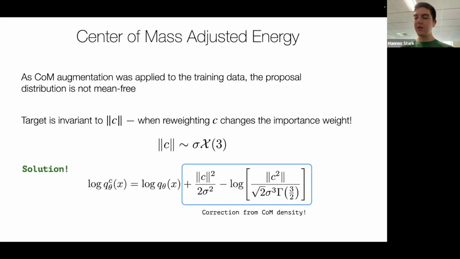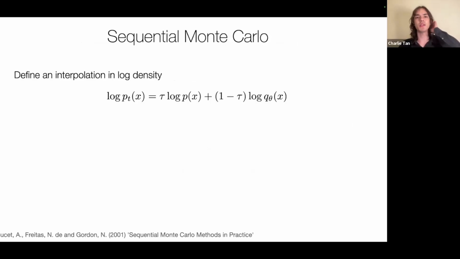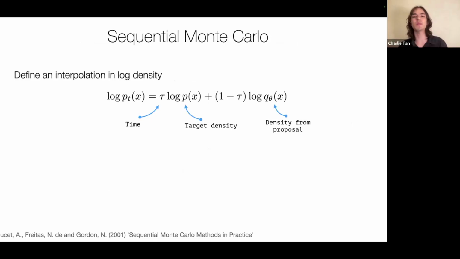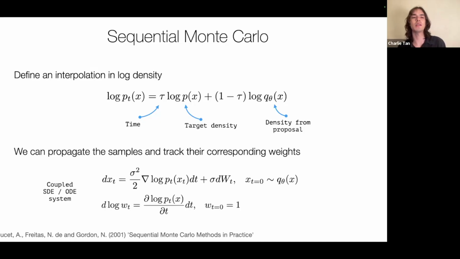Cool. Okay, coming to sequential Monte Carlo, we had the little question. In sequential Monte Carlo, we actually did a continuous time variant of SMC. There are other variants that Majdi will touch upon, but you define an interpolation in log density with a time parameter tau. When tau equals 0, we have exactly the proposal log density, log q theta, and when tau equals 1, we have exactly the target. This gives you a smooth interpolation between the two densities.